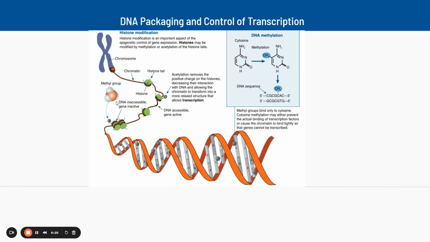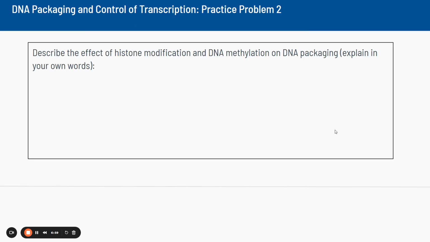Now, the methyl group here, that DNA that will attach to the histone tail, the methyl group would bind only to cytosine, so one of the nitrogenous bases that make up the DNA strand. And it can either prevent the actual binding of transcription or cause the chromatin to come together so tightly that RNA polymerase can't access it. So this is where this also helps. Even though we have a stop sequence, that methylation and methyl group binding to the cytosine actually helps stop RNA polymerase from transcribing the DNA further.